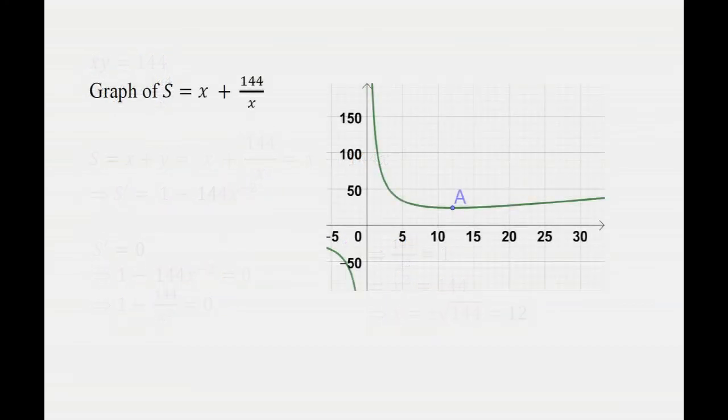And I graphed this function, s is equal to x plus 144 over x. And it seems like, by looking at the graph, that this is a minimum. When x is 12, the function reaches the minimum value. So x is 12 has to be a minimum. You can do it using calculus, but I'm just going to here do it graphically.